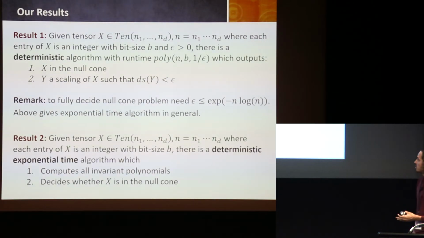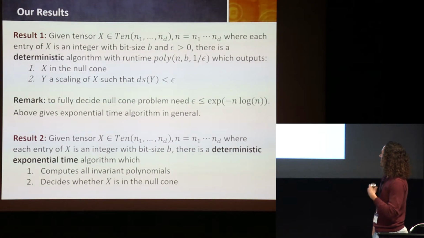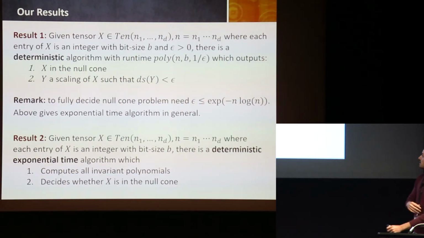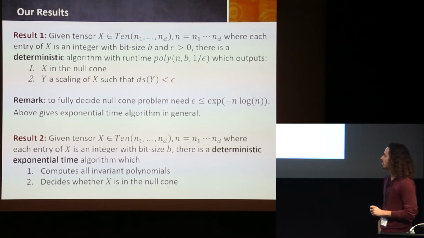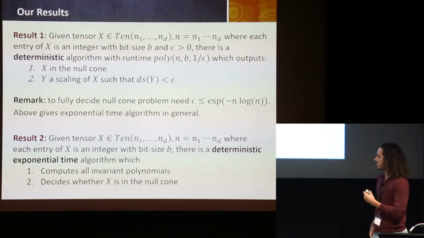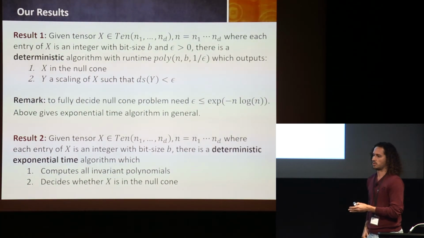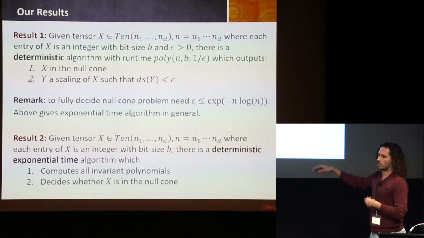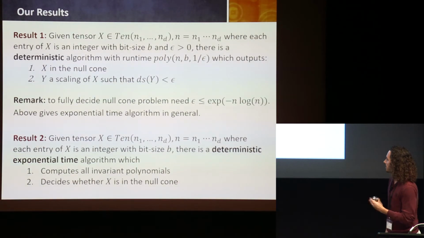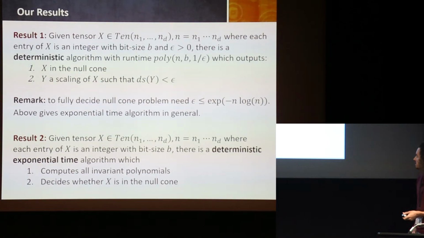And the second contribution is we give an algebraic algorithm that solves the null cone problem with deterministic exponential size. Okay, and the algorithm is quite simple. We compute a generator for all the invariant polynomials, and then we just evaluate x on all of these polynomials. Before, the algorithm to compute all the invariant polynomials could only be done in double exponential time, and we make it into deterministic exponential time now.